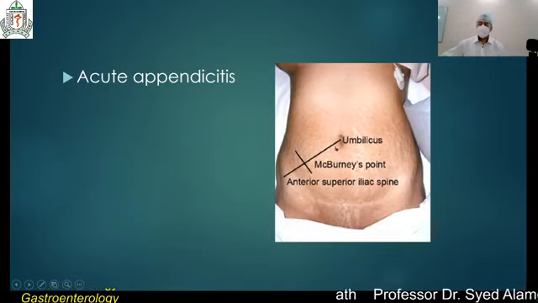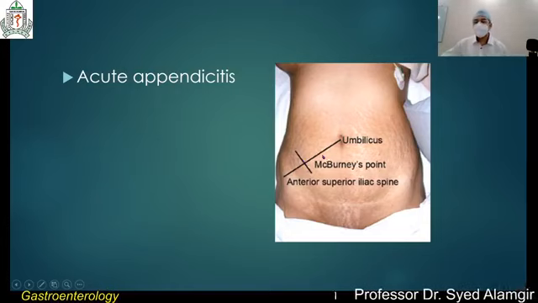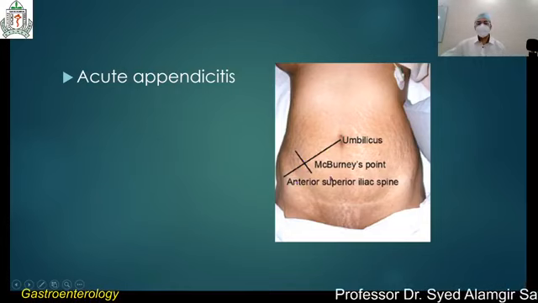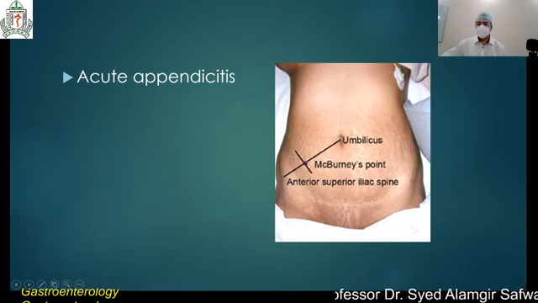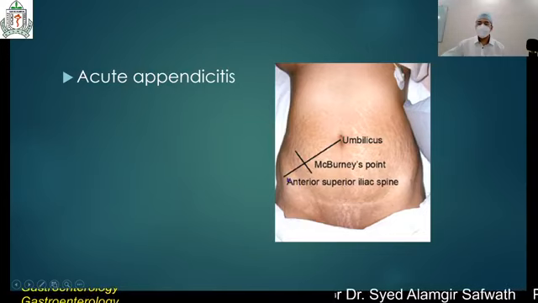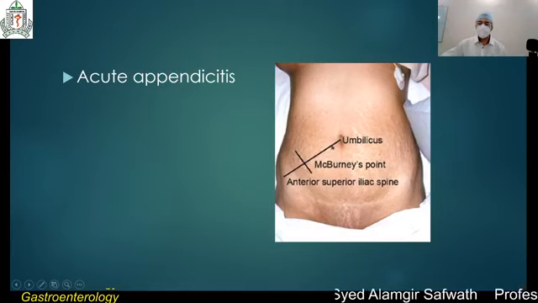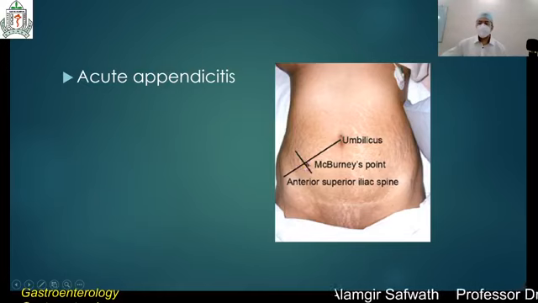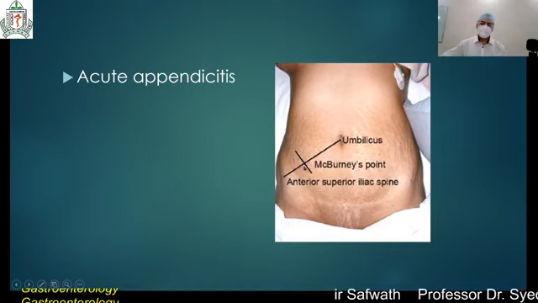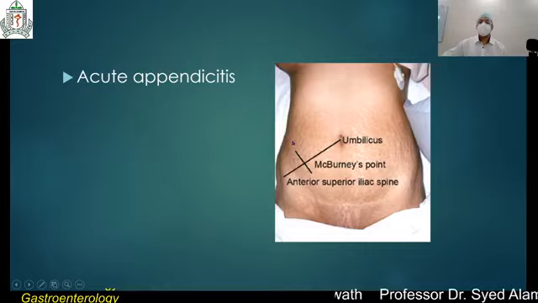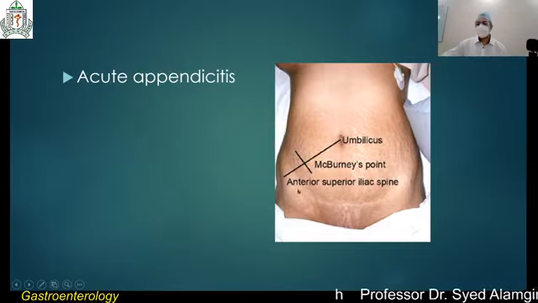This is just to show you that during palpation, you can elicit tenderness in case of acute appendicitis. It is known as McBurney's point. If a line is drawn between the umbilicus and the anterior superior iliac spine, at the junction of the medial two-thirds and lateral one-third, that junction point is McBurney's point. If you press over here, the patient will feel pain. This is tenderness at McBurney's point, so this is the site of pain in case of acute appendicitis.